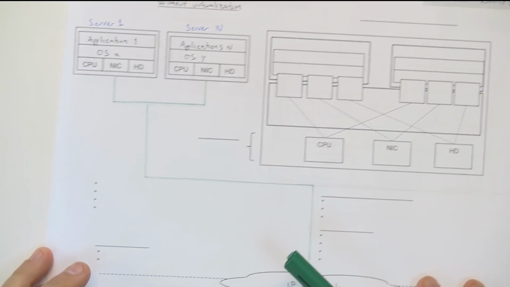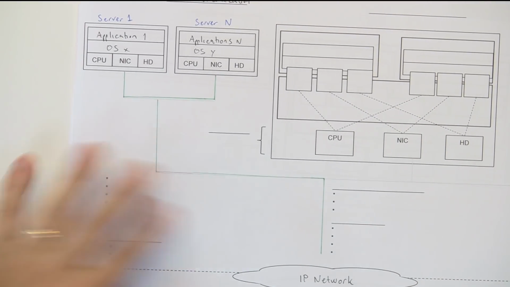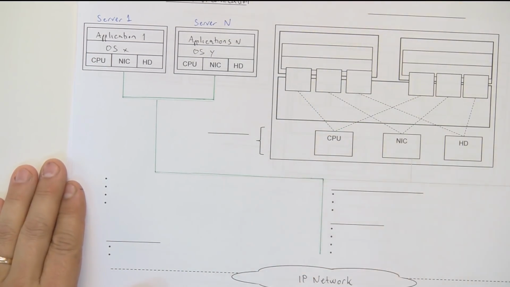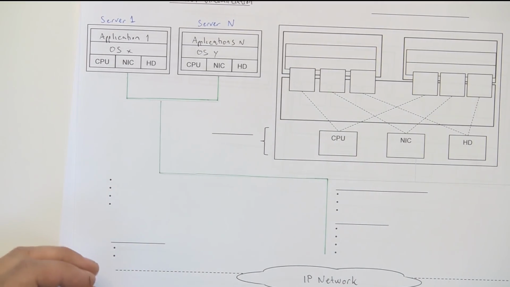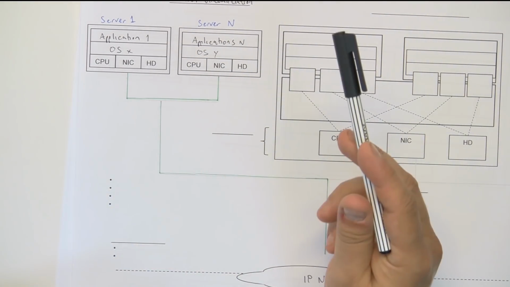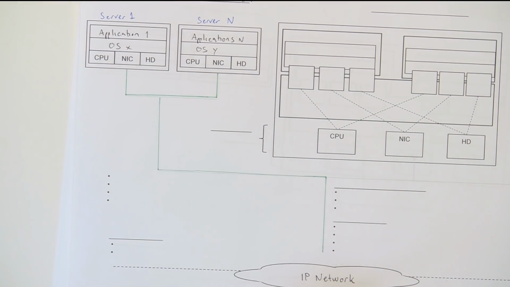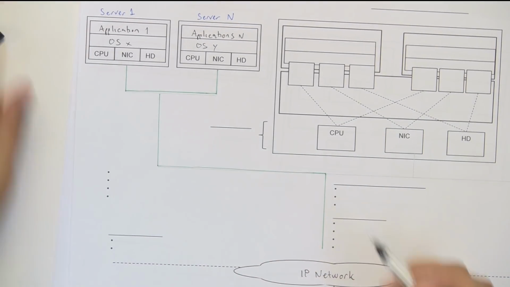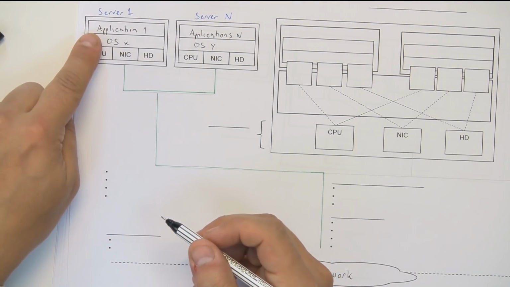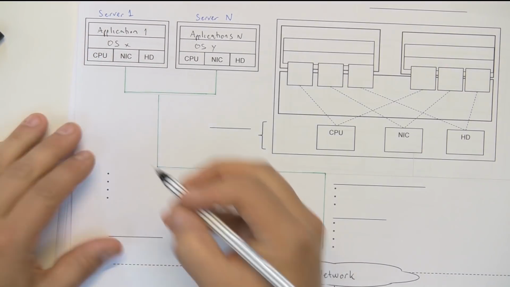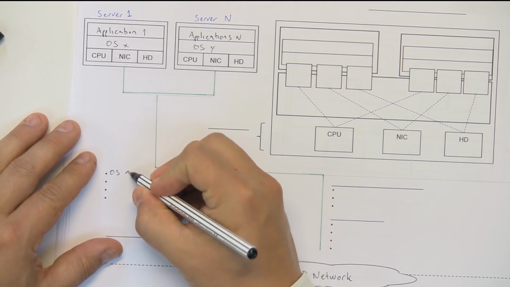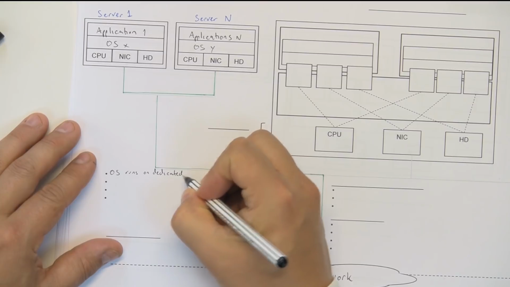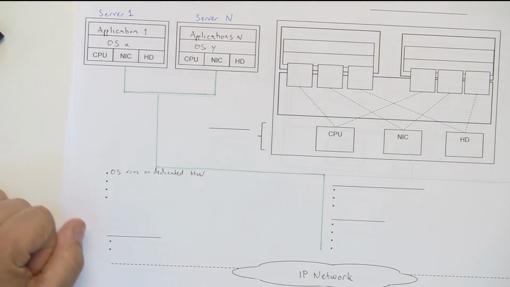Excellent. So we have a couple of bullets down here pertaining to this left side of the fold out, and then we have bullets in the middle pertaining to the middle part, but right now we're on the left side. So I'm going to take my black pen and write a couple of things sort of describing how this looks without virtualization. So the OS runs on dedicated hardware.